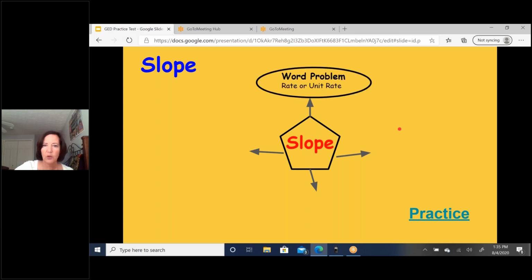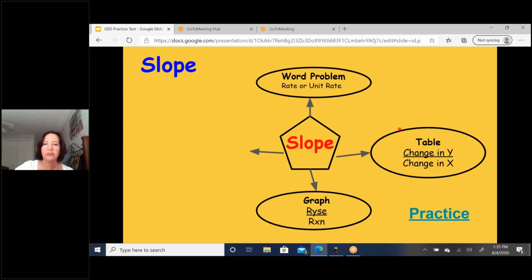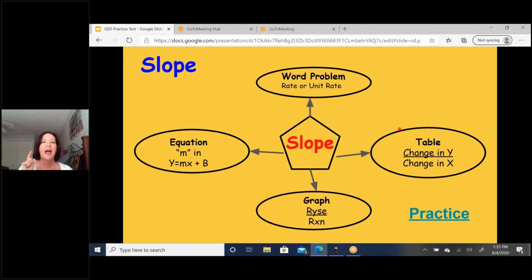This is a note page I had for one of the other videos. Let me fill it all in. I would highly recommend that you take a screenshot of this. And if you don't have the ability to do that, then I would get some paper and jot down all of this information. Walking into the test, you need to have this information memorized in your brain.